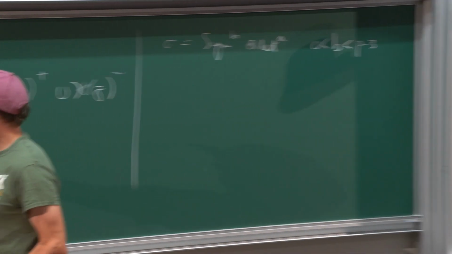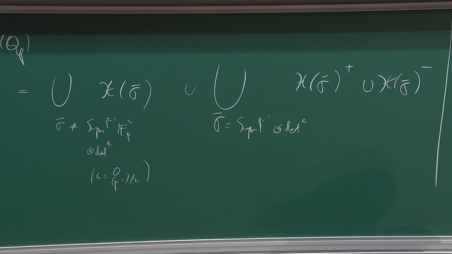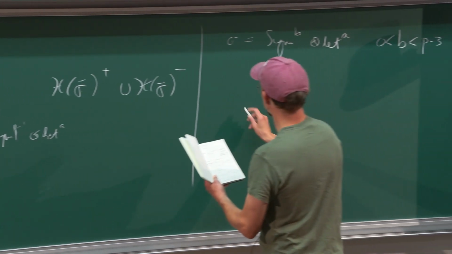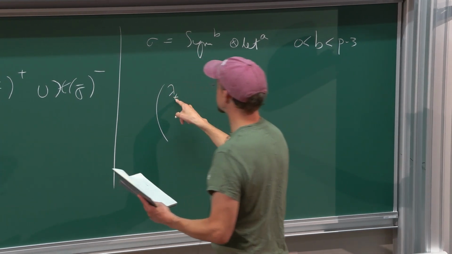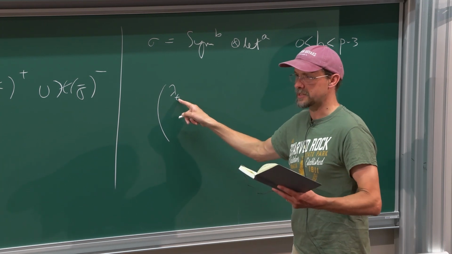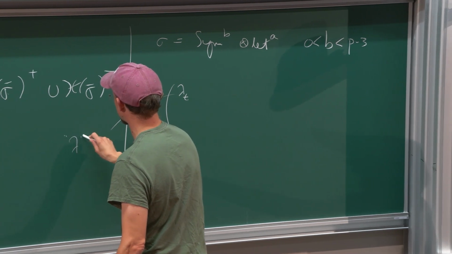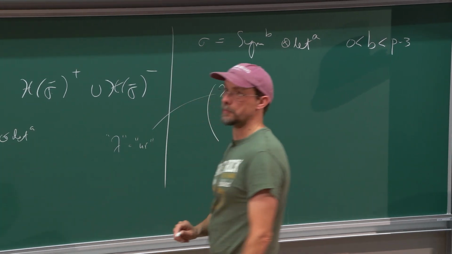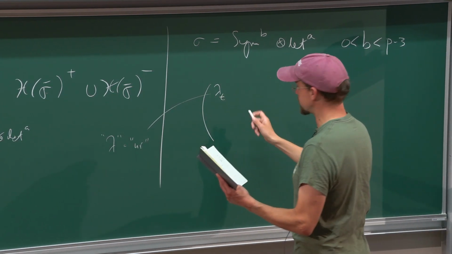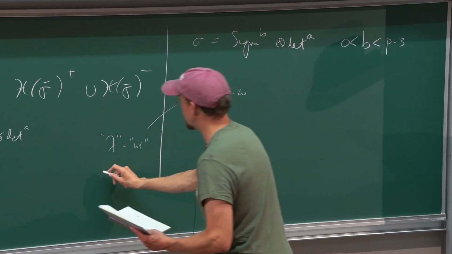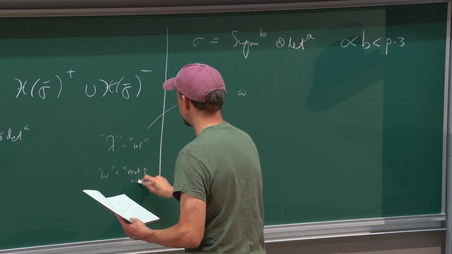So I want to tell you what this X sigma bar looks like. Most of the points on it are reducible Galois representations, and they look like the following thing. I'm going to use a notation in our notes. Lambda sub t: the lambda just means unramified. So it's the unramified representation that sends Frobenius, or maybe geometric Frobenius, to a parameter t. And then omega equals mod p cyclo.